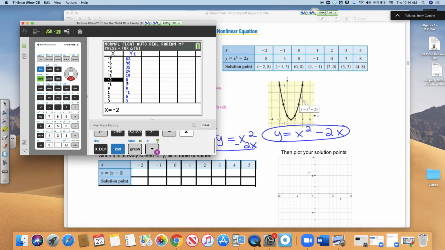Once you have your x and y numbers, each x pairs with each y to create an ordered pair. So if I was to then graph this, I would graph -2 on x, and then I would go up to 8 on y and make a point. I would go to -1 on x, up to 3 to make a point. 0, 0. Oh wait, the x-axis is right here. 0, 0 is right here. 1, -1 down here. 2, 0 right here. 3, 3, and 4, 8.